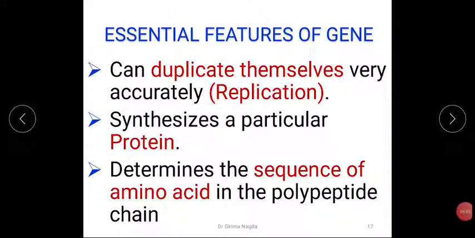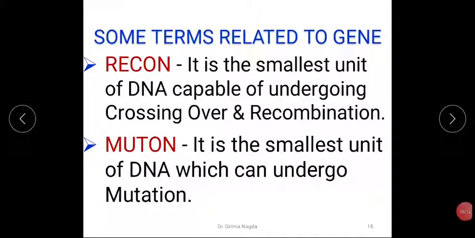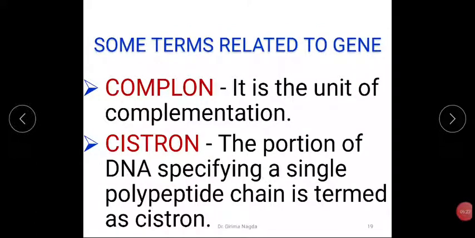Now the essential features of a gene: they can duplicate themselves, they can synthesize a particular protein, they can determine the sequence of amino acids in the polypeptide chain. Now some terms: recon, the smallest unit capable of undergoing recombination and crossing over. Muton, the smallest unit which can undergo mutation. Complon, the unit of complementation. Cistron, the portion of DNA specifying a single polypeptide chain is termed a cistron.